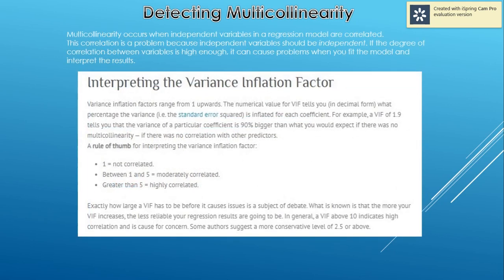Interpreting VIF, or variance inflation factor: 1 indicates not correlated. Between 1 and 5 represents that it is moderately correlated, and greater than 5 is a problem, that is, highly correlated. So we will try to remove those variables having VIF greater than 5.